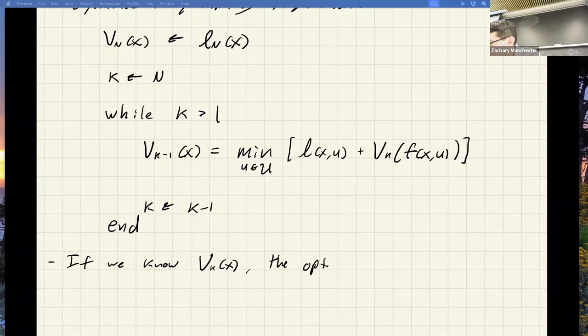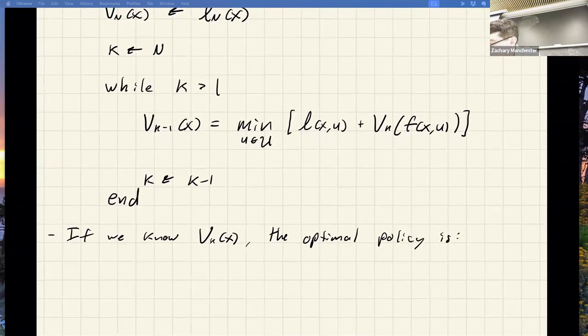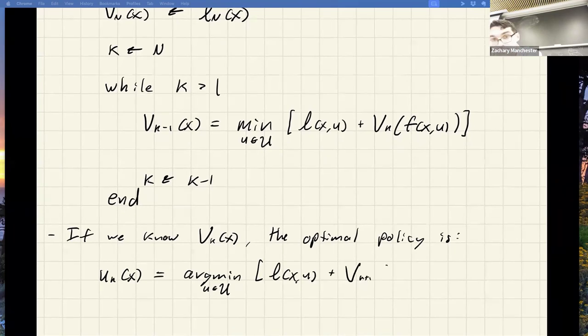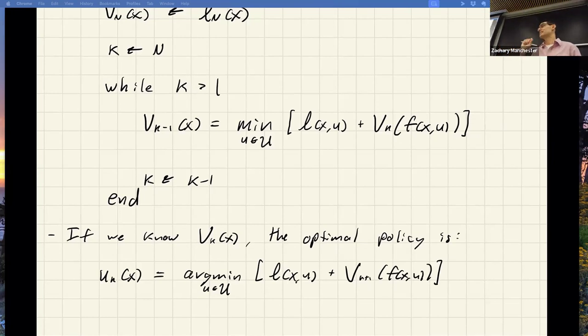If you have V, the optimal control policy is U_k of X equals argmin over U, subject to the control limits, of your stage cost plus your cost to go. Basically, what this is saying is if I know the cost to go, instead of having to solve this monster trajectory optimization problem over some big horizon, I literally can solve a little single one-step problem over one control move. And this gives me the optimal solution. Does that make sense?